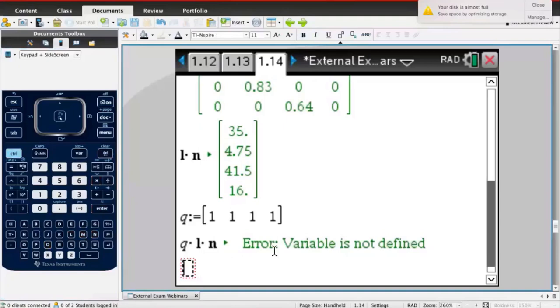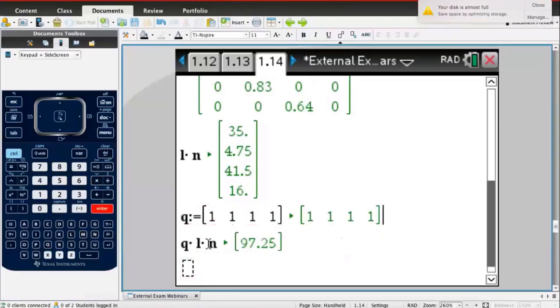And wait a sec. Q, L, N. That's right, I didn't define it. Okay. Notice how I didn't have it defined over here on the right-hand side. So now it's right.